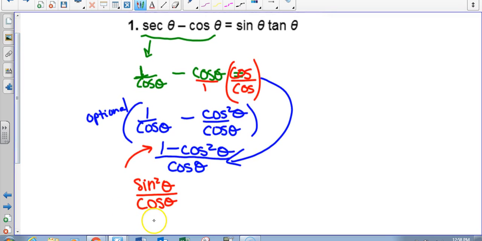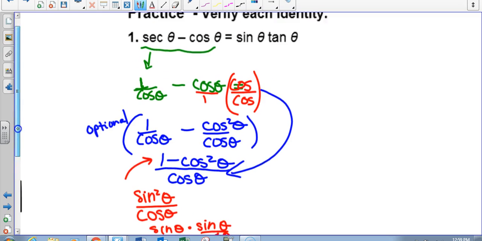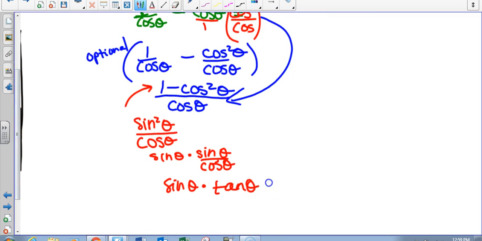Any ideas? Okay, but it's supposed to be sine times tangent. This one's squared, isn't it, guys? So we have a sine and a sine over cosine, which is a tangent. So we really do have sine times tangent, which is what they wanted, way back up at the top, right there. So to check, left-hand side equals right-hand side, whatever you want to write. We good? Anybody stuck?